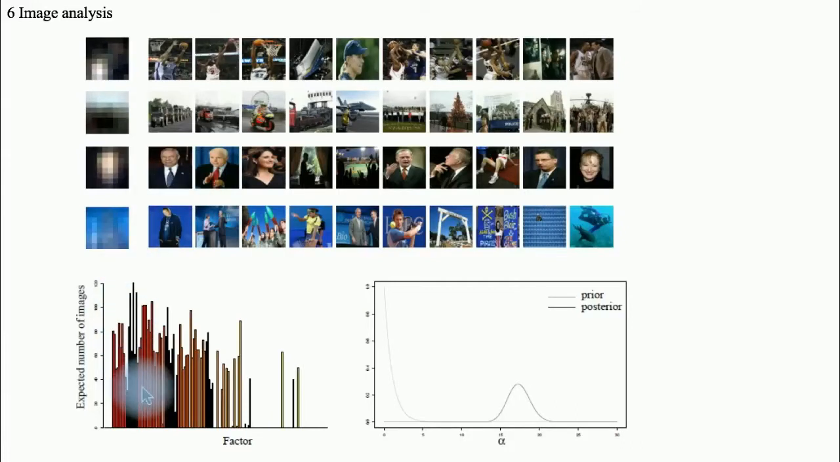This figure illustrates the expected number of images associated with each component under the variational approximation to the posterior, and the right side illustrates the prior for the scaling parameter alpha as well as the approximate posterior given by the fitted variational distributions. We can see that the approximate posterior is quite different from the prior, indicating that the data have provided information regarding alpha.